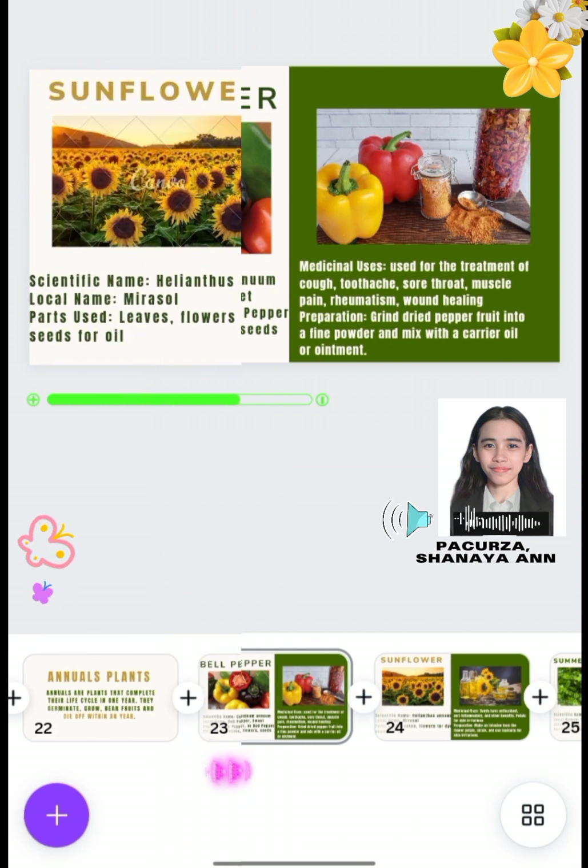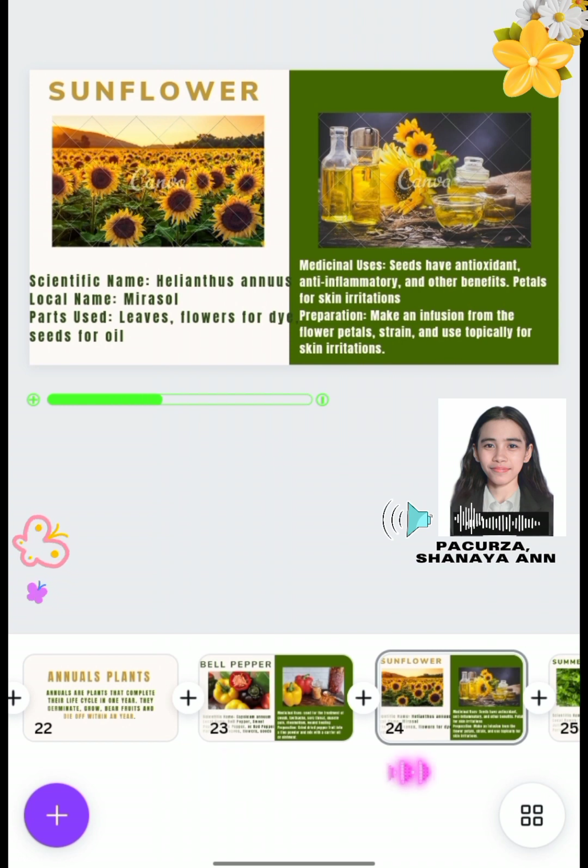Another example of annual plants is sunflower. The scientific name is Helianthus annuus. The parts used are leaves, flowers, and seeds. To prepare a sunflower infusion, you have to make an infusion from flower petals. Then you have to boil it with water, then strain, and you can now use it for your skin. The medicinal uses: its seeds have antioxidants, anti-inflammatory, and other benefits. And the petals naman, it is used for skin irritations.